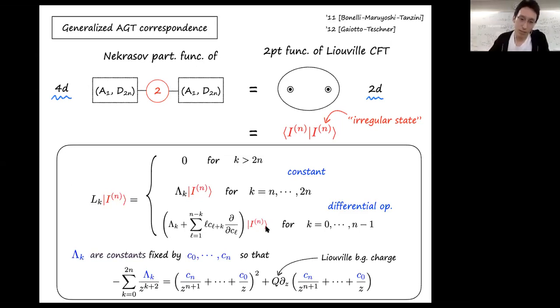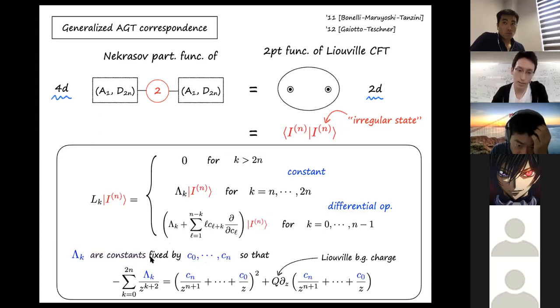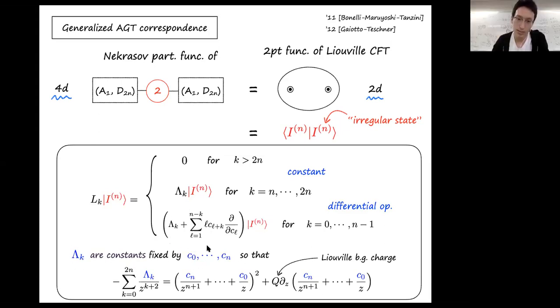Well, it's a technical detail, but lambdas and Cs are constants related in this way. These are constants, and the lambda k is determined by these so that this equation holds as a function of z. So you just need to compare the coefficients of the left-hand side and the right-hand side. And then you have a relation. So basically, lambdas are determined by Cs.